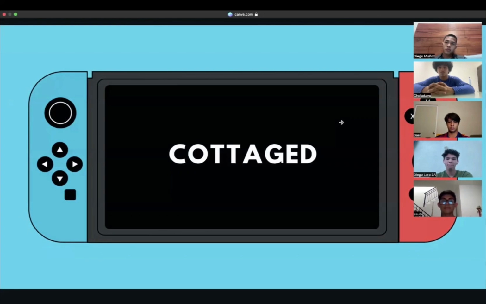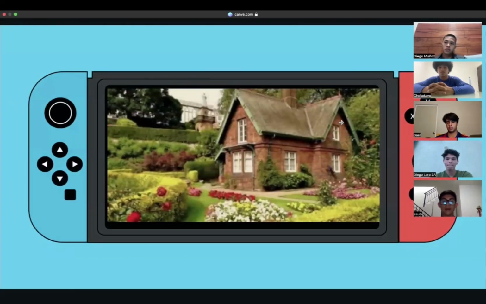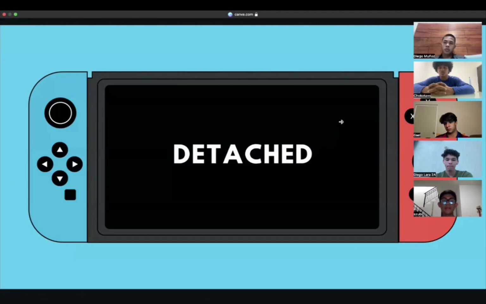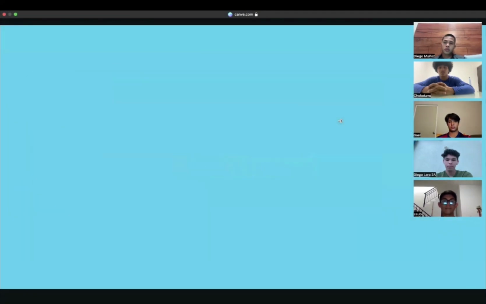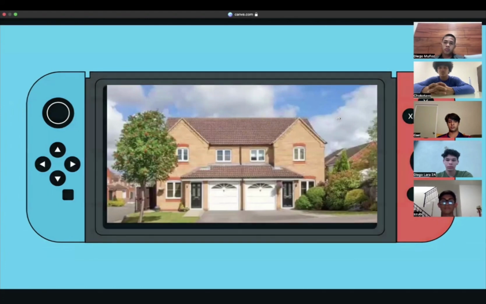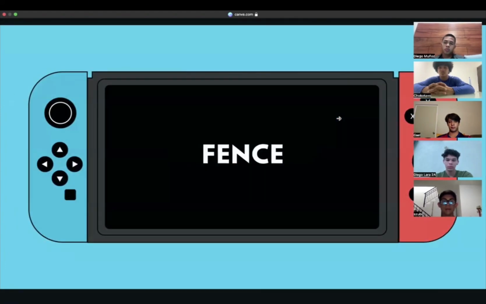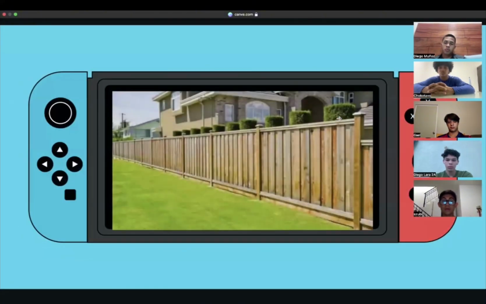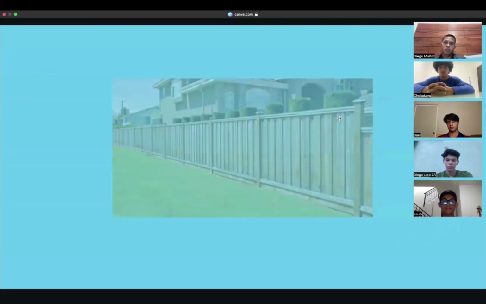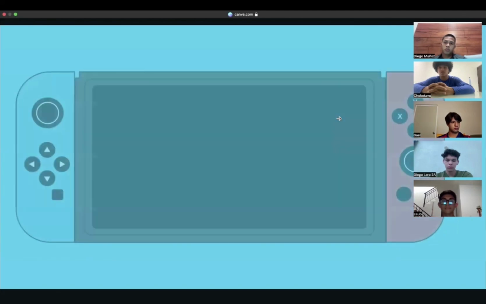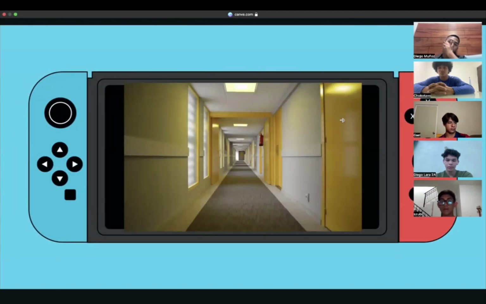Cottage, a small, cozy house, usually in the countryside, like in the forest. Detached, a house that stands alone, not connected to others. Fence, a structure around a property for protection or privacy. We have the passage, a hallway or corridor inside a building.